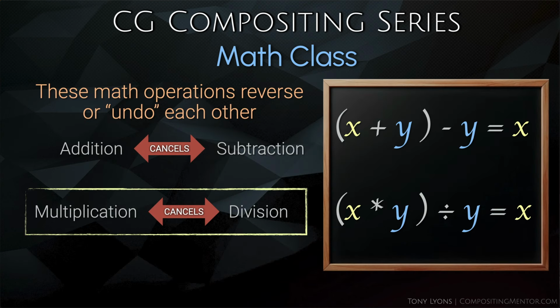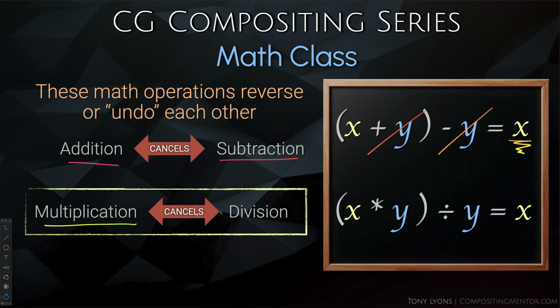Right, so in math class, we learned that operations have opposites, so they can undo or reverse any operation. For example, we have addition and subtraction. If you do x plus y and then you minus y, the y's cancel out and you get x isolated by itself, right? So 5 plus 8 minus 8 is still 5. The 8's cancel each other out and you get the same number.